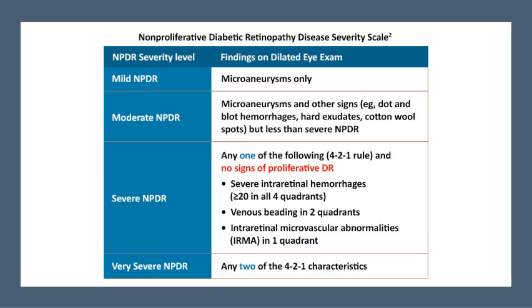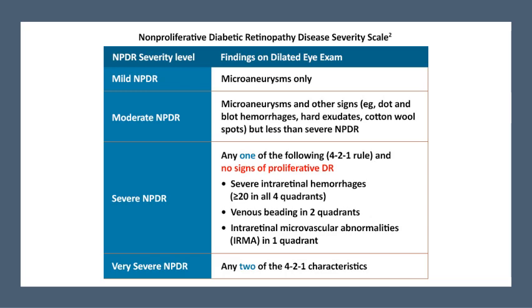It is classified into a mild degree, in which there are only microaneurysms, or moderate non-proliferative diabetic retinopathy, in which there are microaneurysms and other signs like hemorrhages, hard exudates, and cotton wool spots, but it's less than severe non-proliferative diabetic retinopathy, which has one of the features of the 4-2-1 rule: either severe intraretinal hemorrhage in all 4 quadrants, venous beading in 2 quadrants, or IRMA in 1 quadrant.